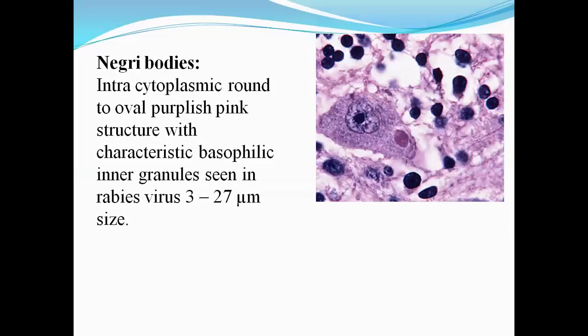The next one is the Negri bodies. These are all intracytoplasmic, round or oval, purplish pink structures with the characteristic basophilic inner granules seen. These Negri bodies can also be seen in rabies virus infection. When there is a rabies virus infection, we can see these Negri bodies or inclusion bodies through the microscope. Once these bodies are observed through the microscope, then we can confirm it is a rabies virus infection.